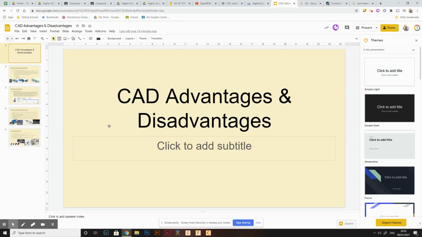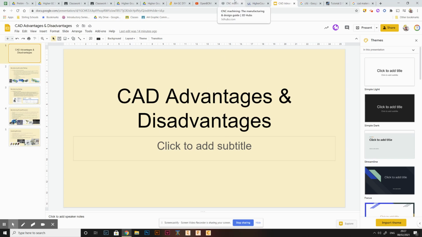Hi class. In today's lesson we're going to look in more detail at the advantages and disadvantages of CAD, specifically more in relation to how CAD impacts on things like CNC and computer-aided manufacturing, and also how CAD renderings are often used in advertisements and for testing and simulation.